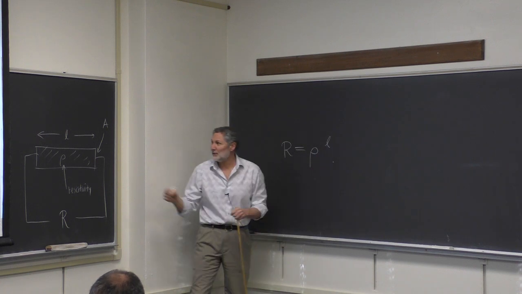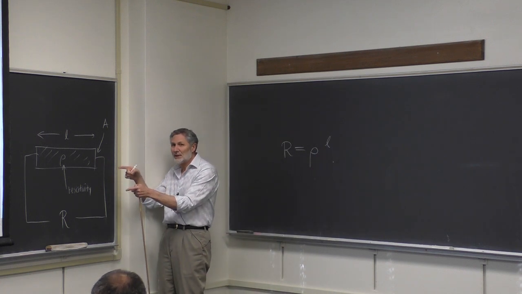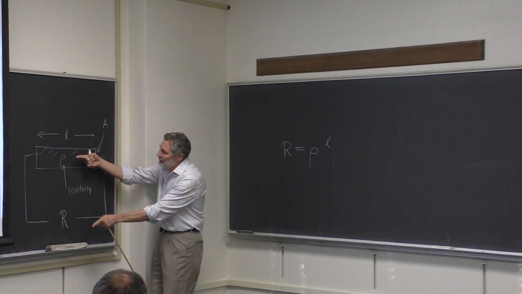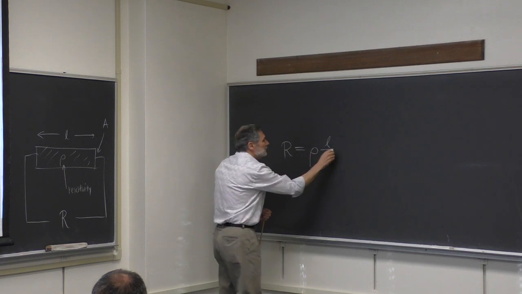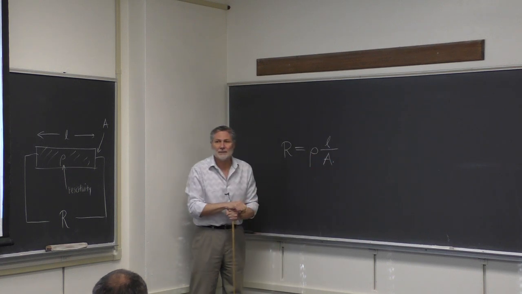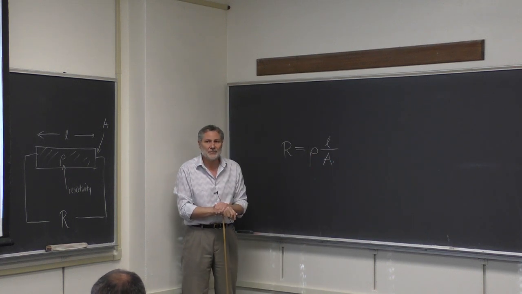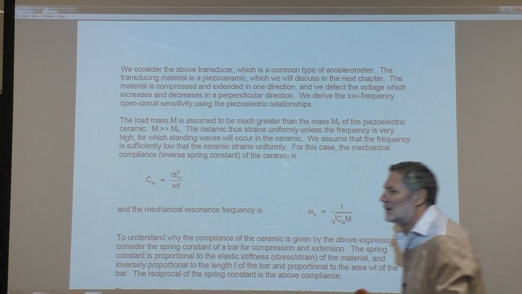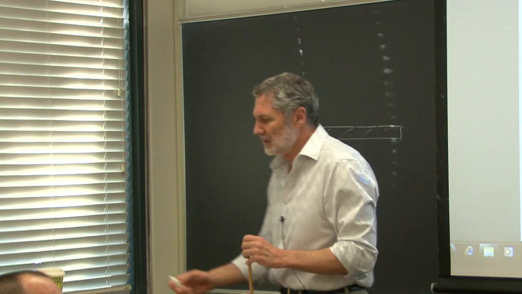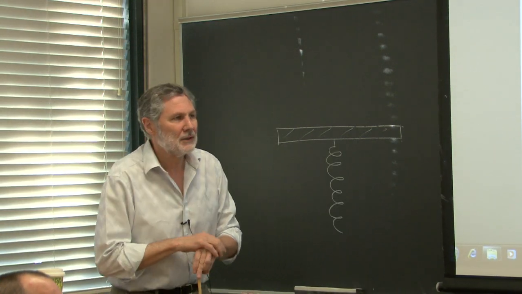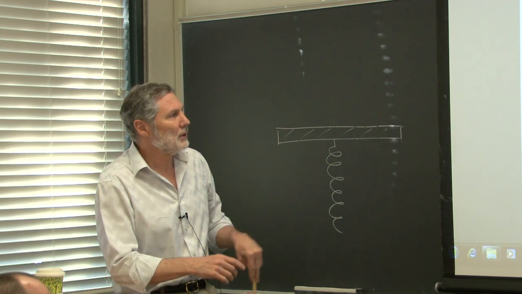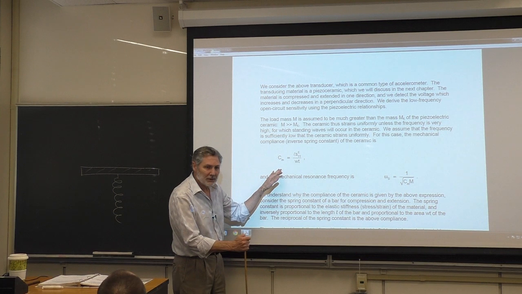And how's it going to depend upon the area? Well, that's like resistors in parallel. If I double the area, it's like adding another resistor here. It's going to be inversely proportional to the area. So this is a simple formula that people use in introductory physics. If you had that recently, I don't know. Well, I guess we talked about that in the first day of class, but we don't need to talk about it anymore.